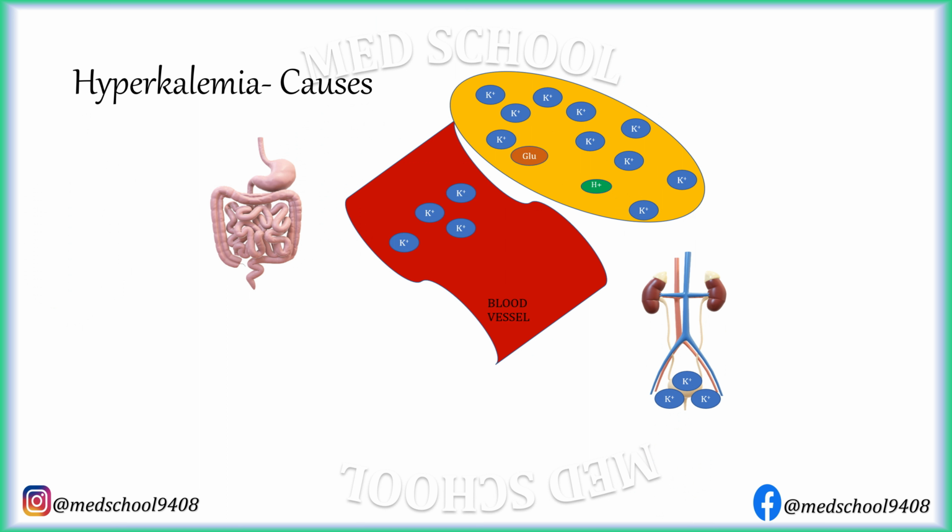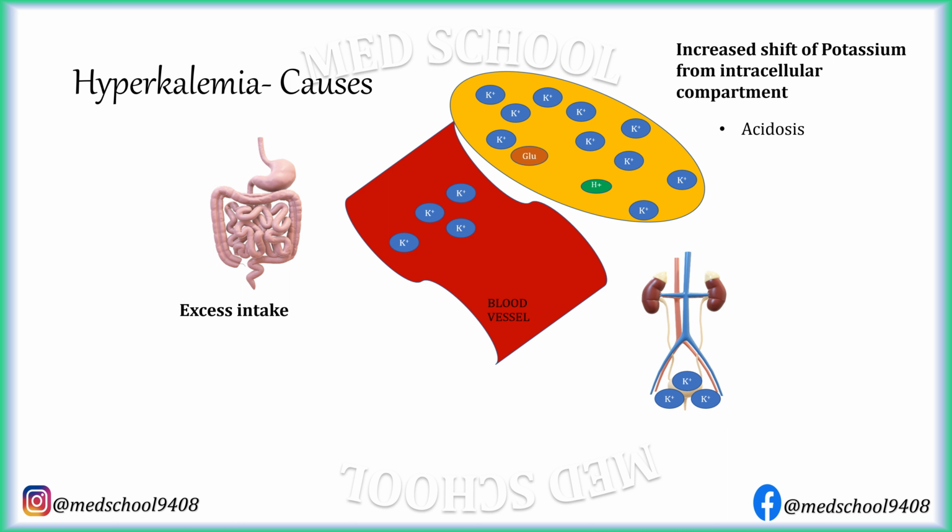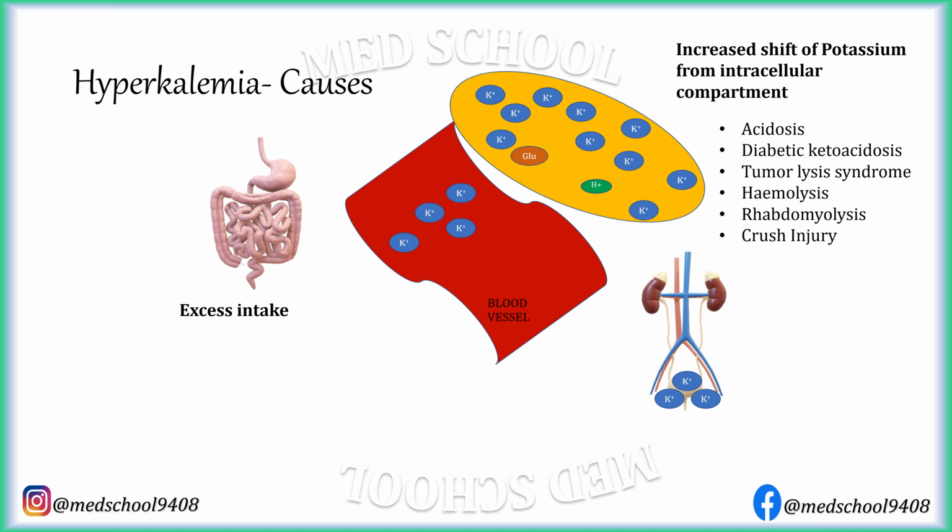Hyperkalemia can be caused due to excess intake of potassium. It can also be caused due to increased shift of potassium from intracellular to extracellular compartment. This can occur physiologically in acidosis or diabetic ketoacidosis. Sometimes cells rupture and release potassium into bloodstream. This can occur in tumor lysis syndrome, hemolysis, rhabdomyolysis, crush injury, etc.